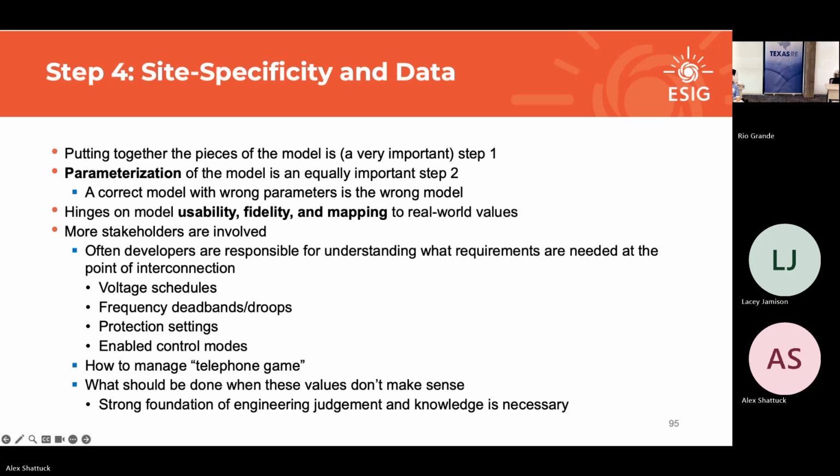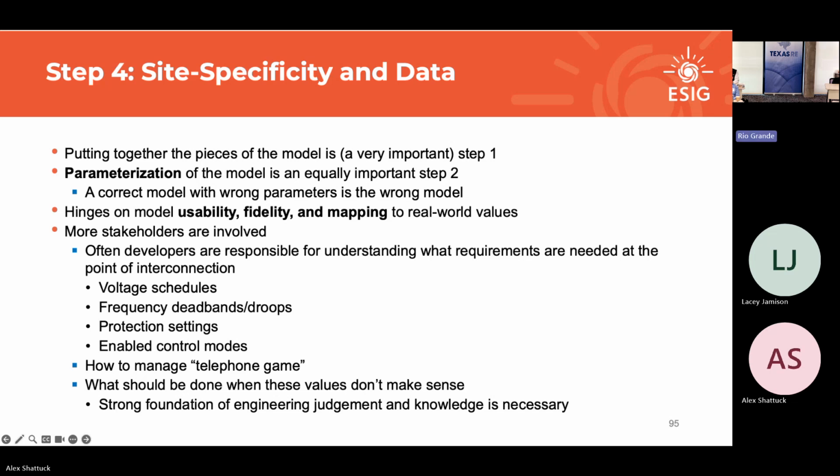There are a lot of stakeholders involved in the site specificity piece. A lot of times this is where you get some back and forth between the developers, consultants, and the utility or the system operator, because the system operator has in mind what your voltage slope should be, what the deadband should be, your voltage schedule, things like that. Frequency droops, deadbands, all of those real world discussion pieces, what the utility wants, are going to inform your site-specific settings drastically.